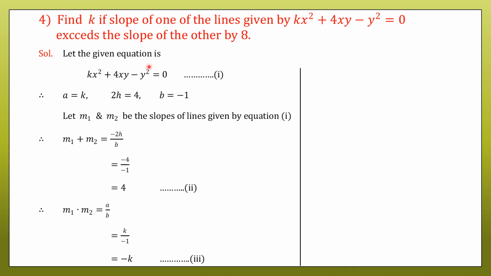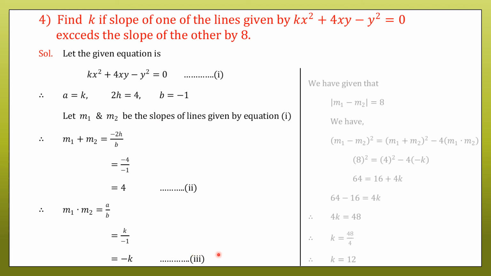Solution. Let the given equation be kx square plus 4xy minus y square equal to 0, denoted by equation 1. a equal to k, 2h equal to 4 and b equal to minus 1. Let m1 and m2 be the slopes of the lines given by equation 1. Therefore, m1 plus m2 equals minus 2h divided by b. Putting these values, equal to minus 4 divided by minus 1, equal to 4, denoted by equation 2. Also, m1 multiplied by m2 equals a divided by b, so k divided by minus 1 equals minus k, denoted by equation 3.